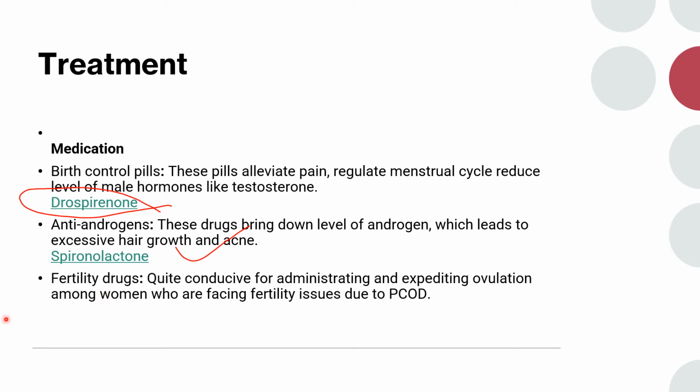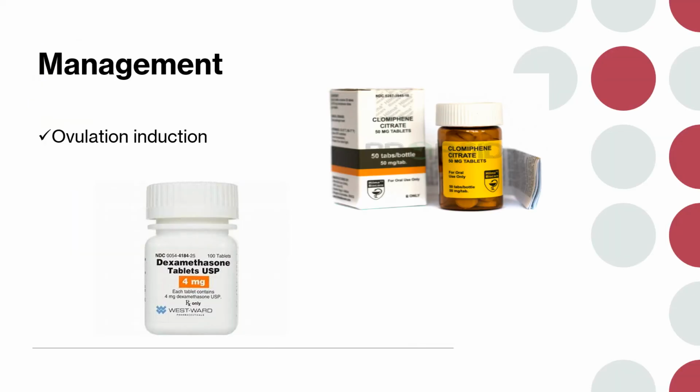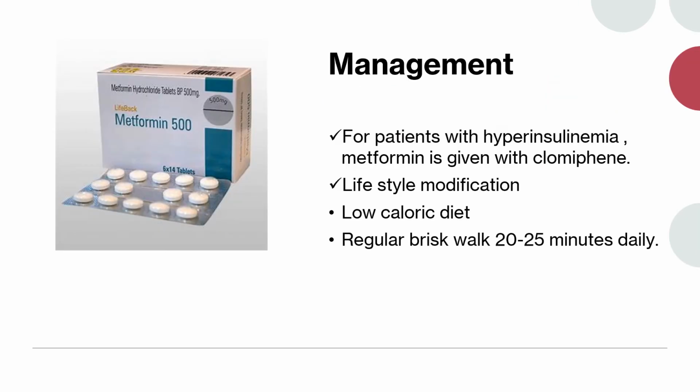And fertility drugs are quite conducive for administering and expediting ovulation among women who are facing fertility issues due to PCOD. Correction of biochemical abnormalities with a combination of oral pills, which is gonadotropin releasing hormone agonist, medroxyprogesterone, which is called Provera also. Next, ovulation induction. This ovulation induction is done by giving clomiphene citrate with or without dexamethasone or bromocriptine. Next, for patients with hyperinsulinemia, metformin is given with clomiphene.